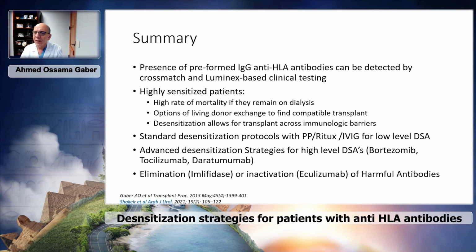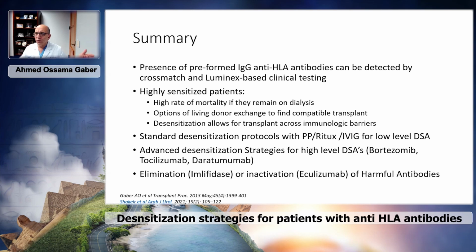rituximab, IVIG, and I didn't go into the detail of plasmapheresis. I know that in Egypt, there are a lot of people doing these protocols, so there's a lot of expertise there. We use these for people with low levels of DSA, somewhere less than 6,000 to 8,000 MFIs, because we know that these are the borderline of a positive cross-match in our hands, so we can desensitize them that way and transplant them to their intended donor despite these antibodies, basically giving them thymoglobulin and post-transplant rituximab.